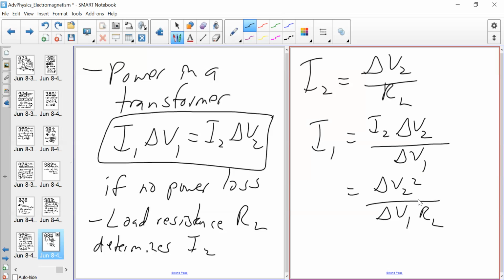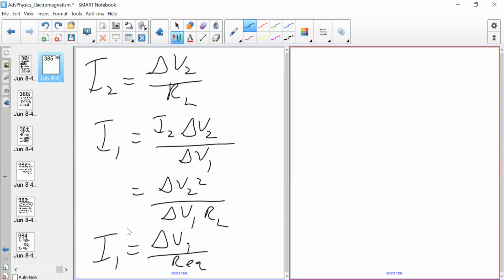Without too much ado, in the secondary we have what is called the equivalent resistance, load equivalent, as seen, quote unquote, from the primary. So we go back to the concept of equivalent resistance. The current is going to be equal to delta V1 over this equivalent resistance. Then we solve for the equivalent resistance in terms of everything else here.